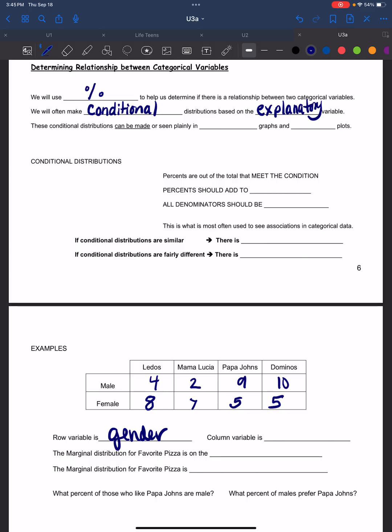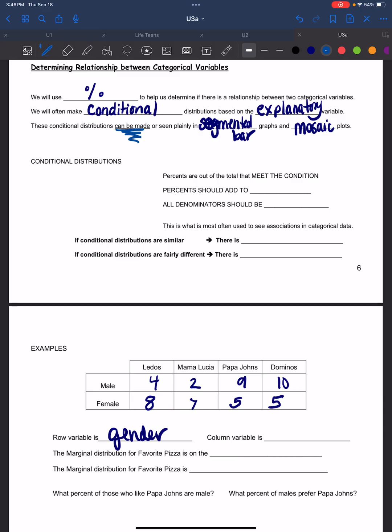These conditional distributions can be made, which is what we're going to do, or they can be plainly seen in segmented bar graphs and mosaic plots. That's not how you spell segmented. So that's part of the reason we were looking at segmented bar graphs and mosaic plots, because with these conditional distributions, we'll just be able to see them there. But a lot of times we're also going to be asked to make them, and that's what we're going to get into here in a little bit.